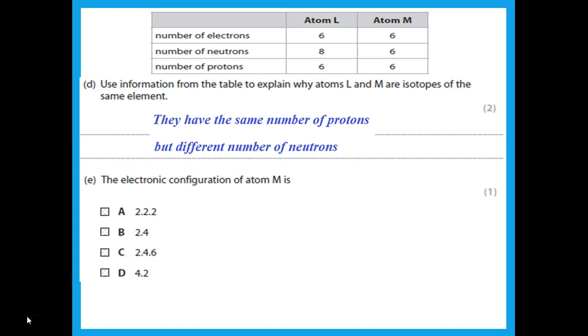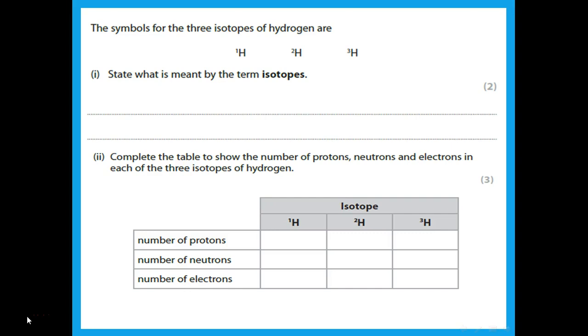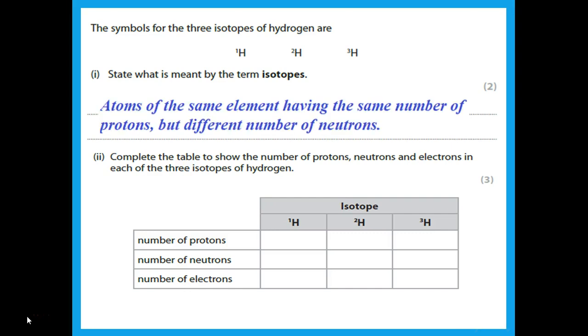Electronic configuration of atom M. Atom M has how many electrons? 6. So how are we going to distribute it? 2, 4. Okay. What is meant by isotopes? We said isotopes are atoms of the same element having the same number of protons but a different number of neutrons. Please memorize definitions.